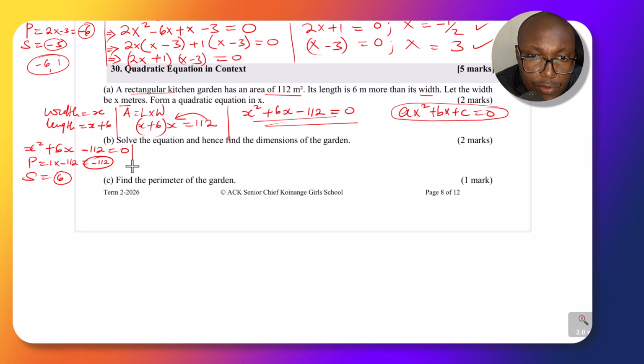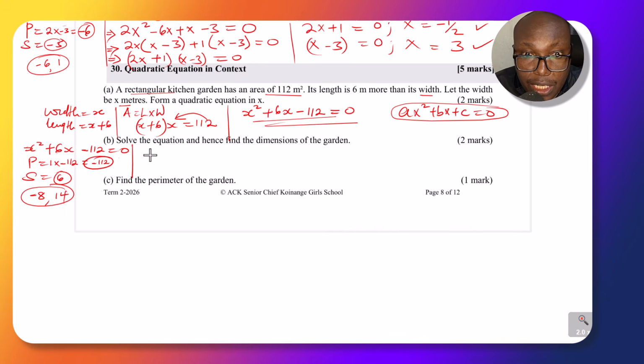So which are these numbers? You have to think about them. So these numbers, you really have to think about them. So these numbers will be, if we take, for instance, negative 8 and 14. So negative 8 times 14 will be 112. Negative 8 plus 14, that will be 6. So the numbers are negative 8 and 14.